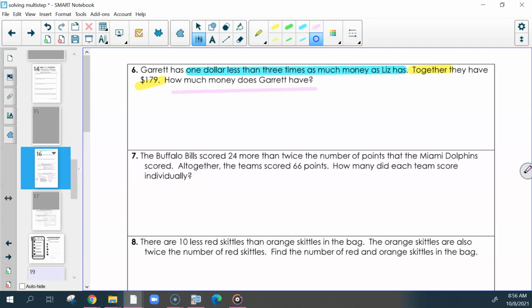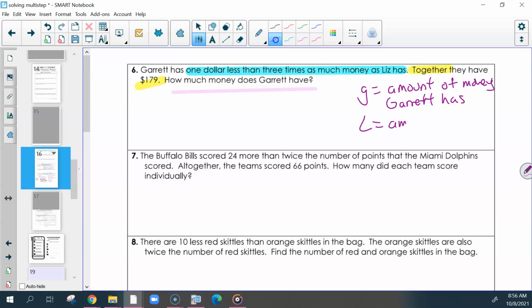So in this one, you have to define your variables. Here you should have, I would say, start off with 2 variables. You may end up needing both. And I'm going to say G and L. So this would be the amount of money Garrett has. And L would be the amount of money Liz has.